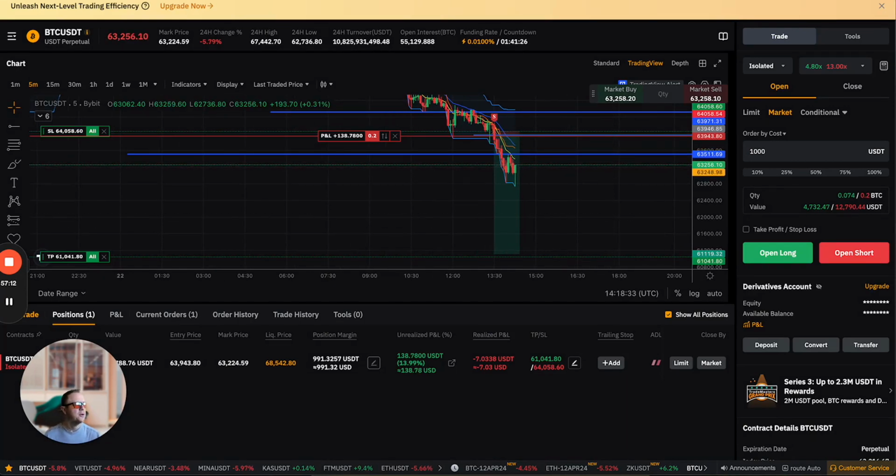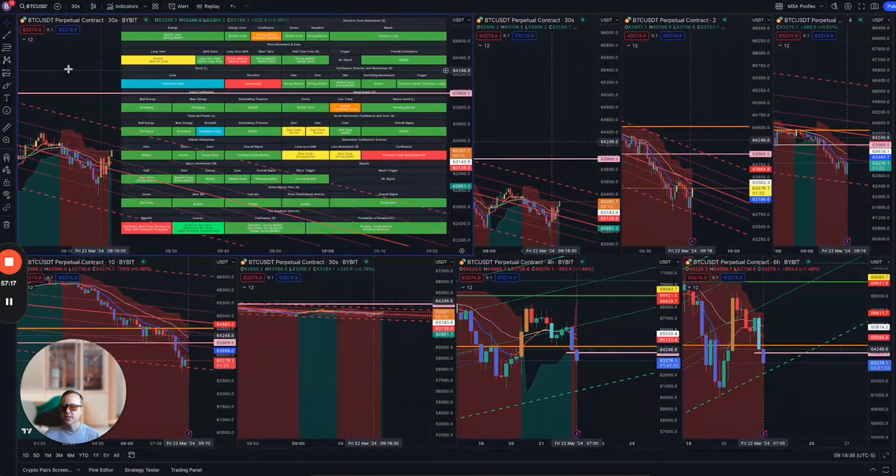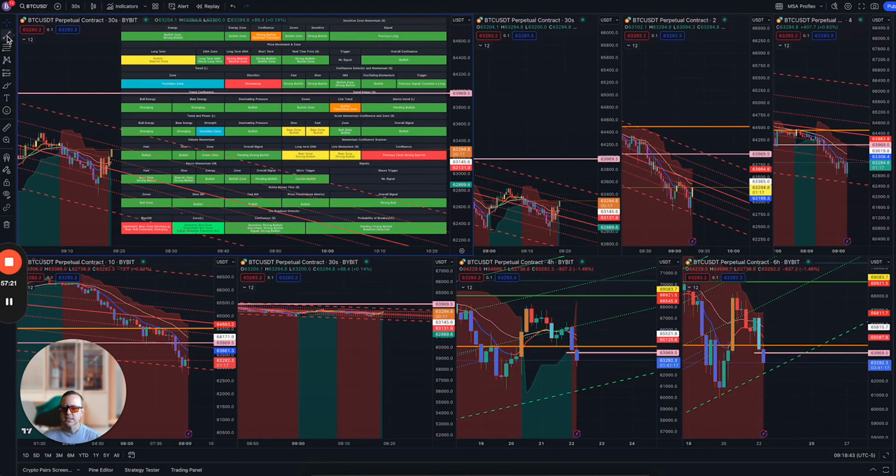Okay, so here we go, guys. This is the moment I wanted to show you, right? So let's mark it. You see where Bitcoin is? 63,278. Pending bullish. Bullish transition zone, bullish.